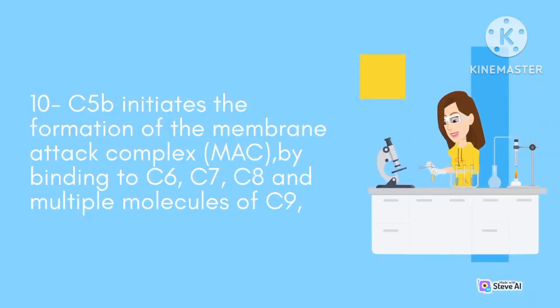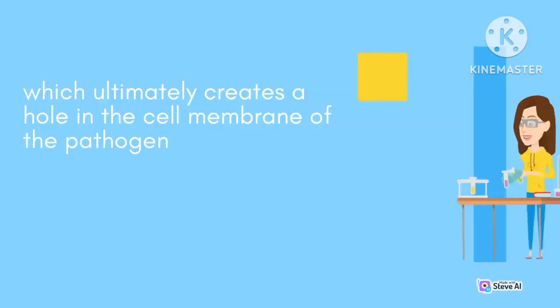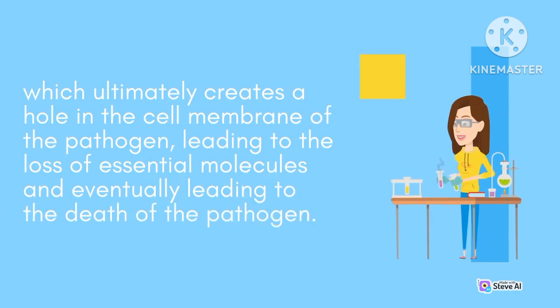10. C5b initiates the formation of the membrane attack complex, MAC, by binding to C6, C7, C8 and multiple molecules of C9, which ultimately creates a hole in the cell membrane of the pathogen, leading to the loss of essential molecules and eventually leading to the death of the pathogen.